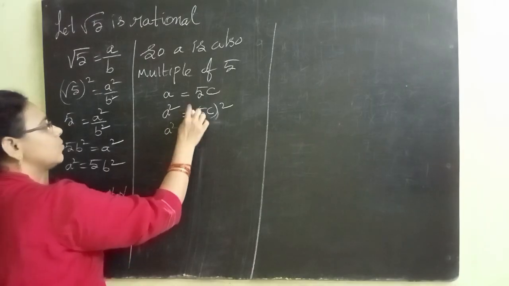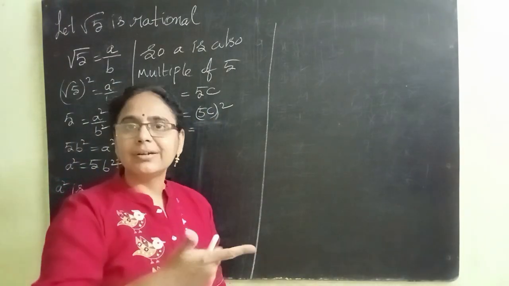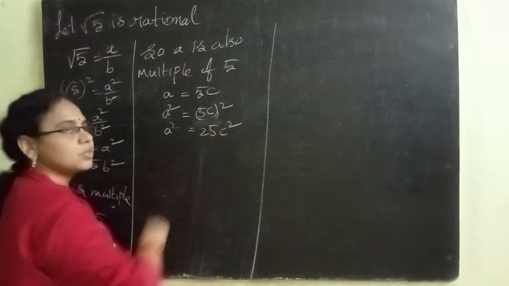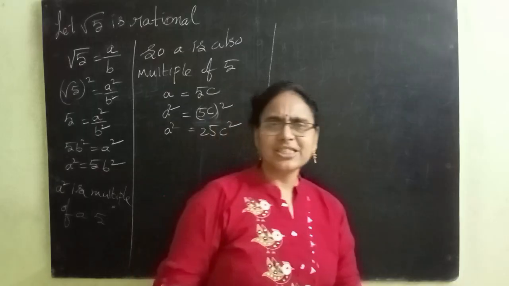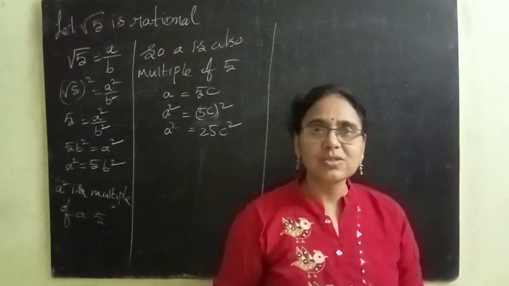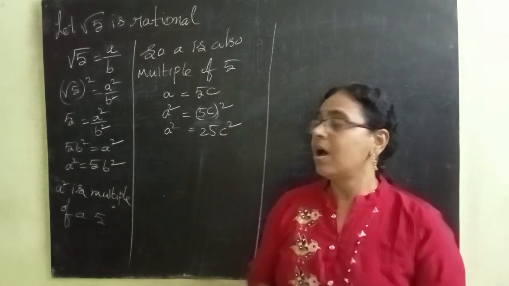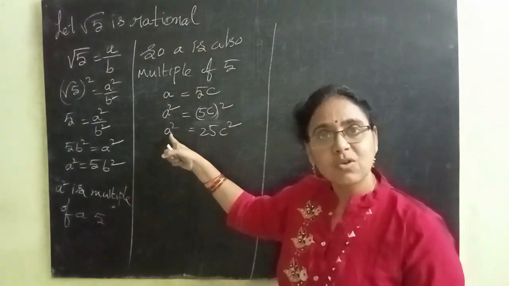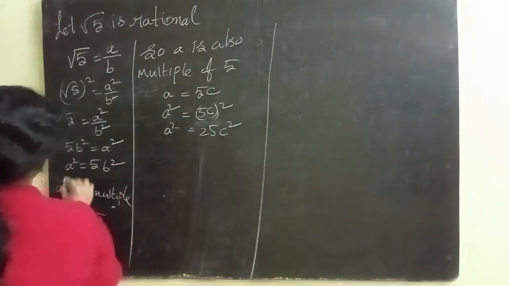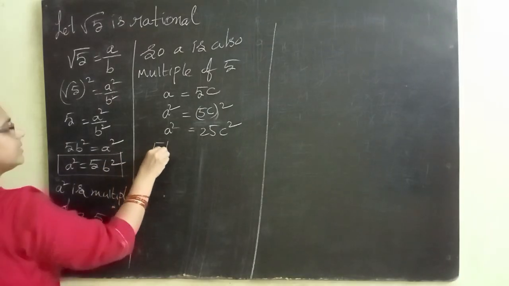So a square is equal to 5. We have to square it, and c also. Number you need to square and the letter also. 5 square, it's 25. C square. Letter by squaring you will get c square or a square or b square. Number by squaring, 5 square is 25, you will get one complete number. Already we know the value of a square. How much? It's 5b square. So substitute. Instead of a square, I am writing 5b square.